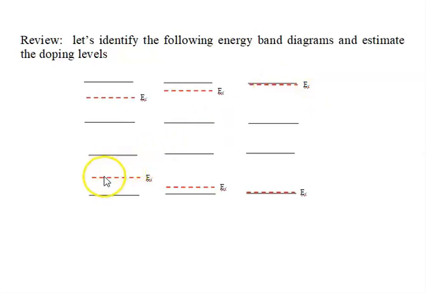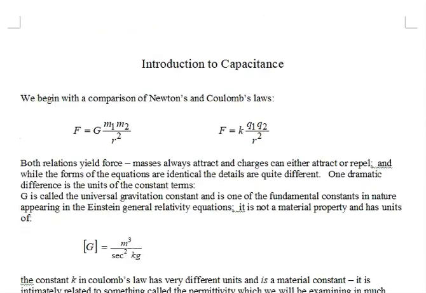Here we're slightly below intrinsic. Intrinsic is maybe just a little bit above that. So this would be very lightly doped P-type. It's kind of the analog of the lightly doped N-type, heavily doped P-type, and degenerately doped P-type. Okay, so hopefully that's not very challenging, and let's go on to capacitance.